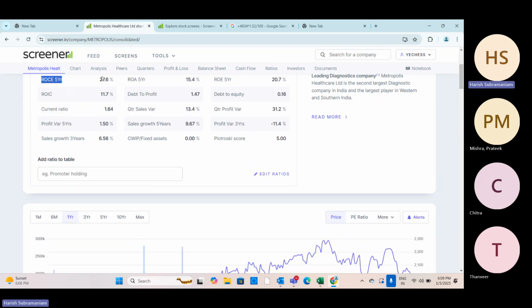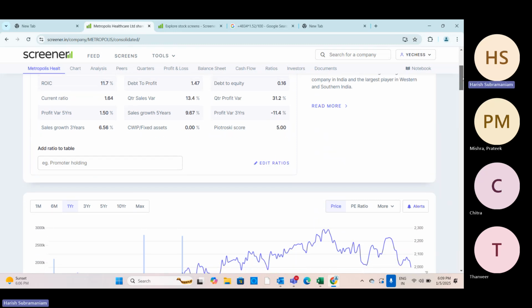Then we have looked at return on capital employed, return on assets, return on equity. These are all metrics we've looked at previously. ROIC, we can just study on our own. It's somewhat similar to these. Then we have debt to profit, debt to equity, current ratio. These are all debt related ratios. We've seen that in the previous session.